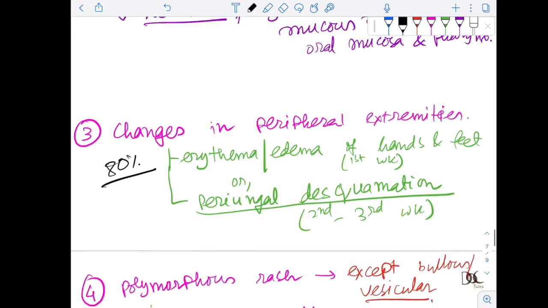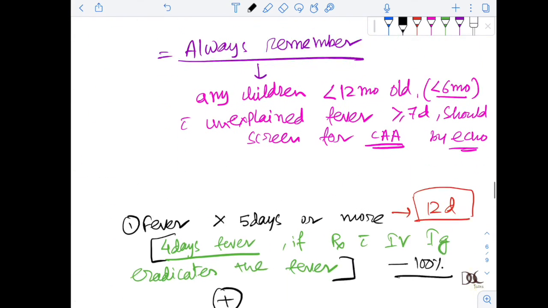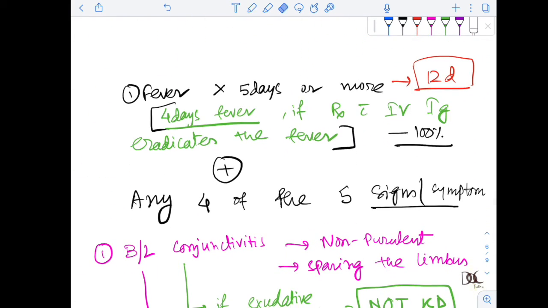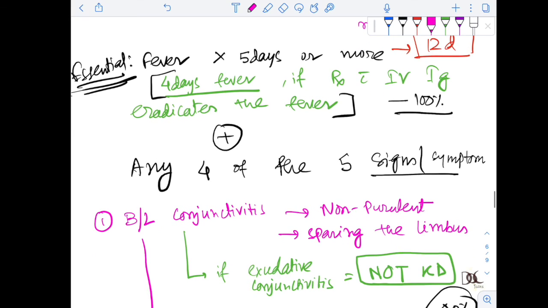Now we will just revise the criteria. What is the criteria here? The essential criterion is fever: fever of 5 days or more. Usually the mean duration is 12 days. For PG students, you should know that 4 days of fever is also included in the criteria if treatment with IVIG eradicates the fever, and fever occurs in 100% of the cases.